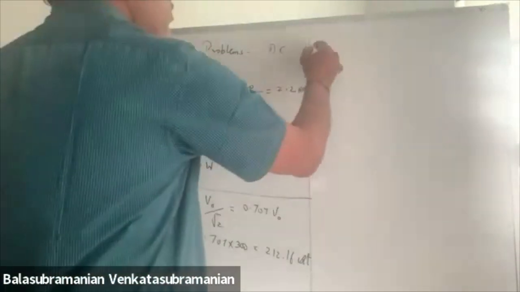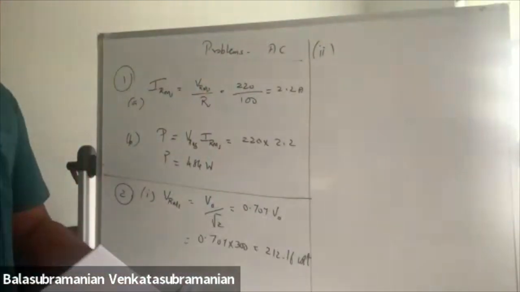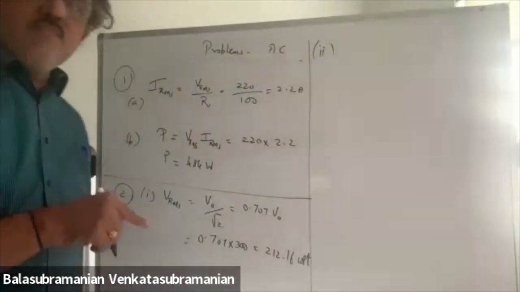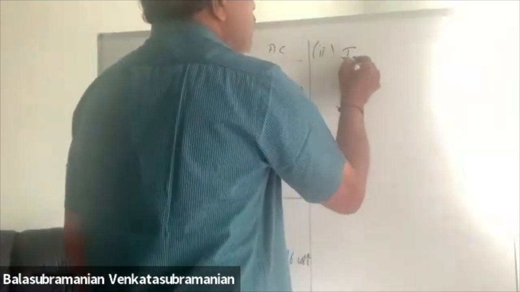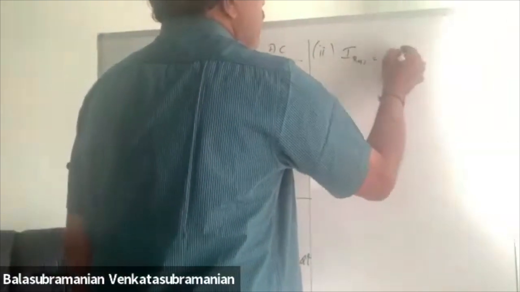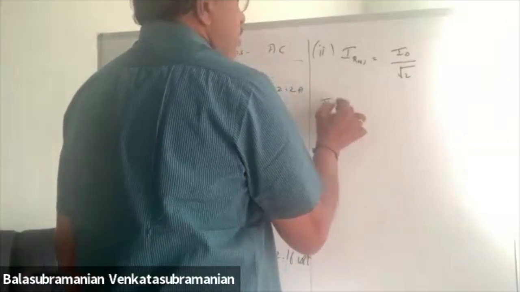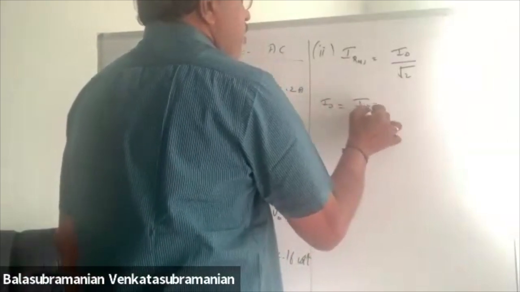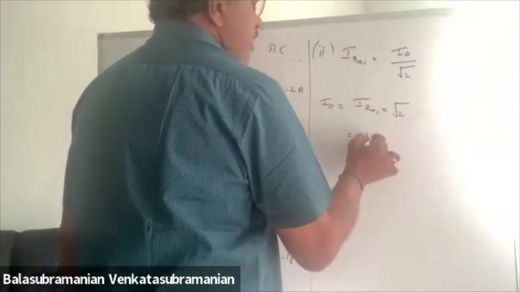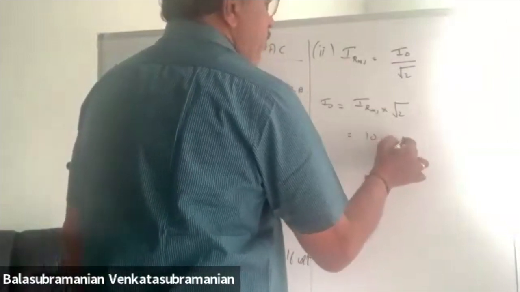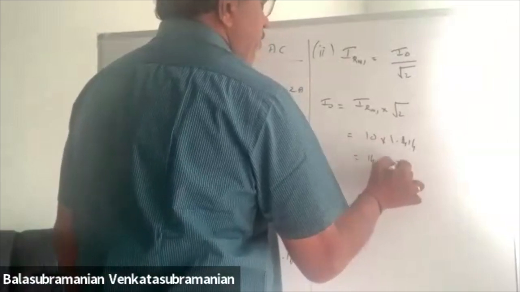Second, what is the maximum value of current if RMS value is 10 ampere? IRMS is equal to I0 by root 2. I0 is equal to IRMS into root 2. This is 10 ampere into 1.414. So 14.14 ampere.